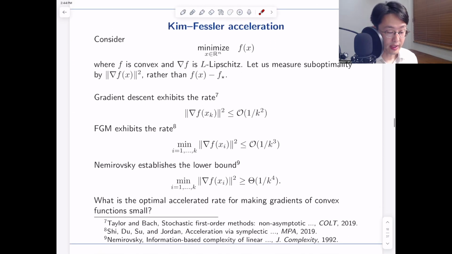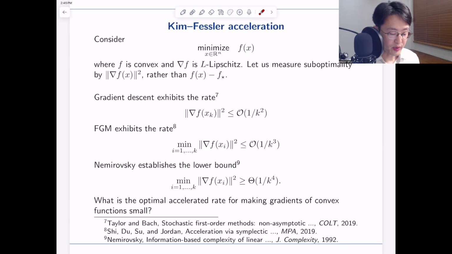Okay, so next, let me show you yet another acceleration. Now we're going to go back to the problem of performing convex minimization. We want to minimize a convex function f of x. Again, we assume f of x is convex, and its gradient mapping is Lipschitz continuous as before. However, different from before, we'll measure suboptimality by the gradient magnitude rather than the function value suboptimality. Because this is a convex optimization problem, if the gradient is equal to 0, then the function value suboptimality is equal to 0. In other words, this being 0 is equivalent to this being 0. However, this measure being small is not equivalent to this measure being small.